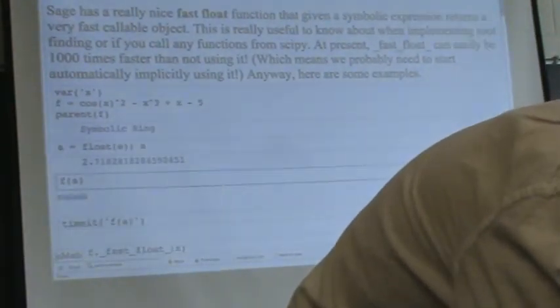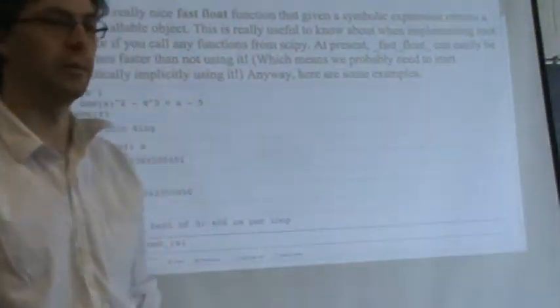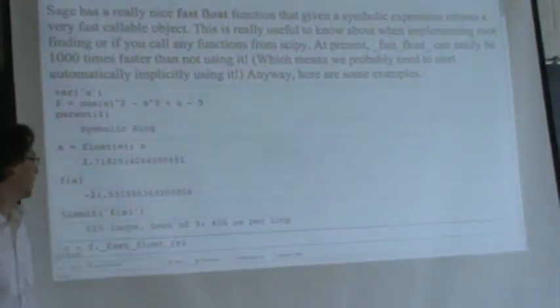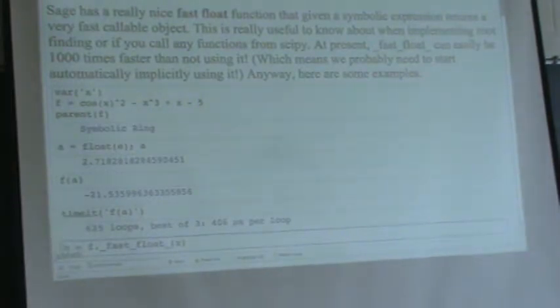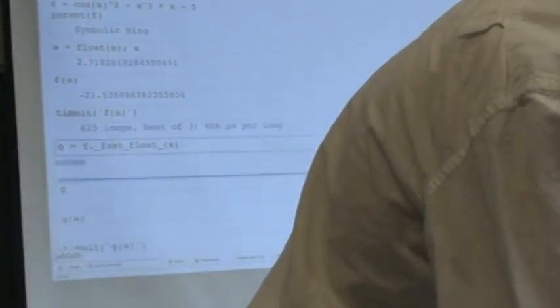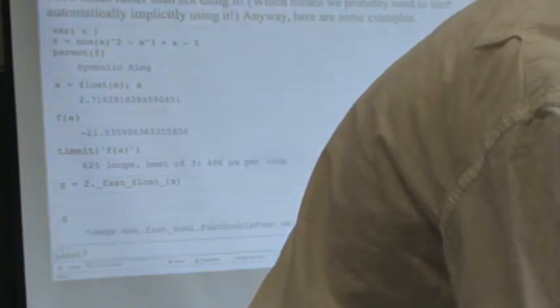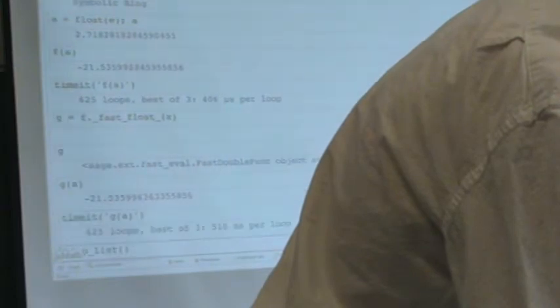just some number, and I can evaluate F at it. Now let's see how long it takes to evaluate this a bunch of times. So it takes 406 microseconds to do that evaluation, which doesn't sound too bad. But look at the difference here.